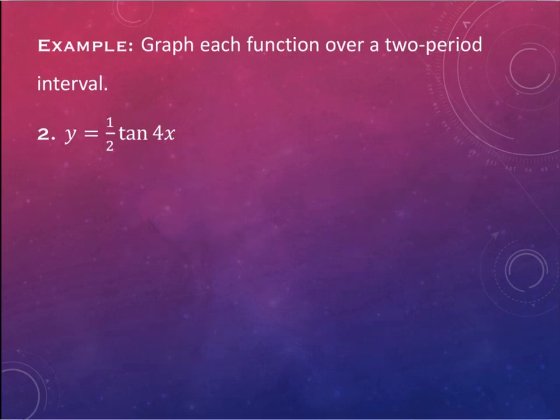Okay, the other one is tangent that we're going to look at right now. So tangent: y equals 1/2 tangent 4x. What did I tell you about this 1/2 business in front? It's going to be a stretch or a shrink, right? But what's it going to do when we graph? It's not going to affect our graph at all in terms of what we sketch. So this won't affect what we sketch.